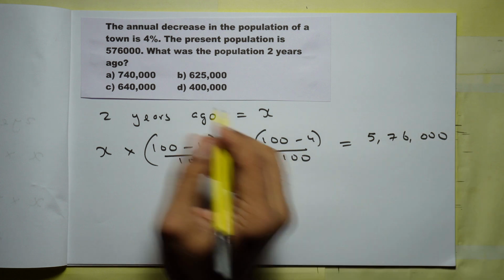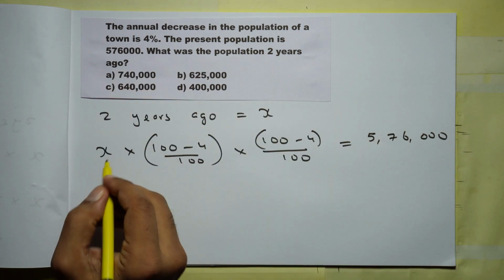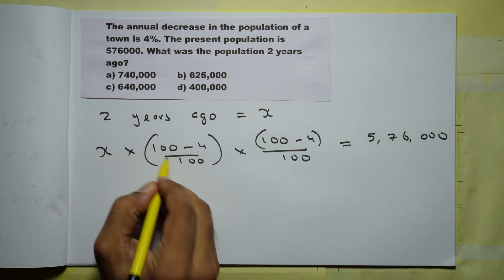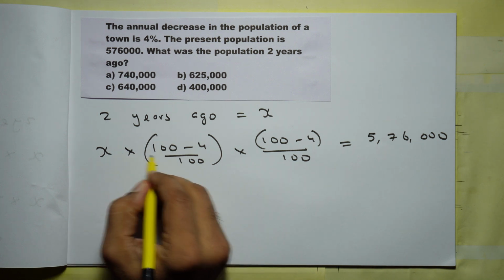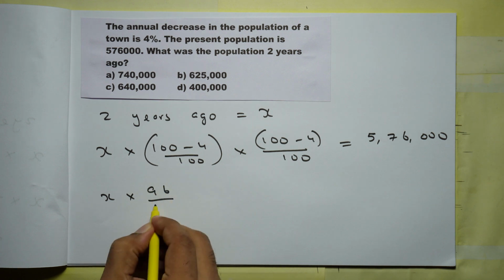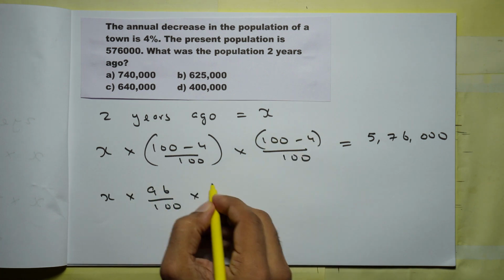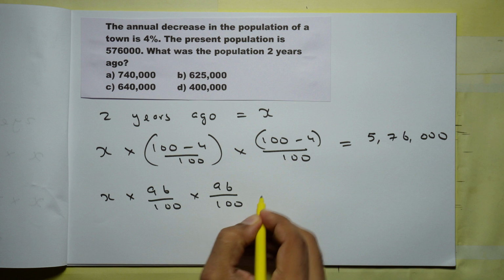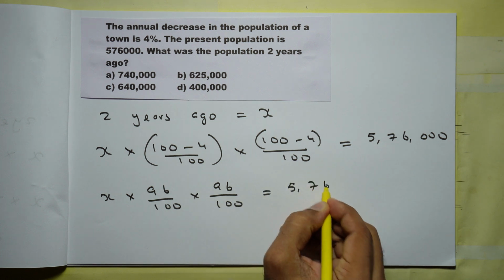5,76,000. What was the population 2 years ago? 2 years ago it was X, and X is what we need to find out. We'll find it out from this equation. 100 minus 4 is 96 by 100 into 100 minus 4, 96 by 100. That is 5,76,000.